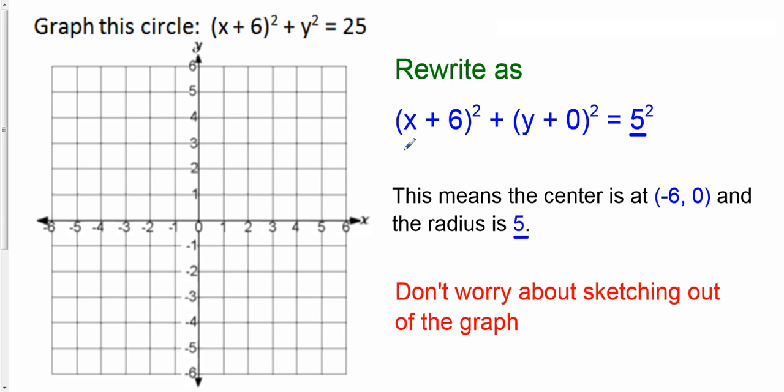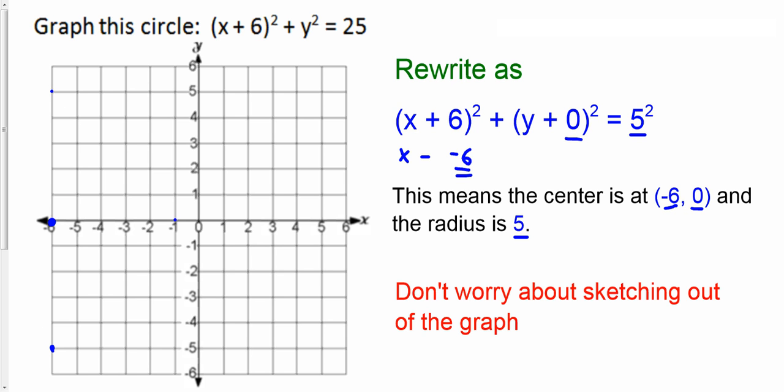Now, x plus 6 is the same as x minus negative 6. So this negative 6 right here is going to be part of my center. This 0 is going to be the other part of my center. So we know that the center is going to be right here at (-6, 0). And because we know the radius is 5, we know it's going to go 1, 2, 3, 4, 5. Here's going to be 1 point. 1, 2, 3, 4, 5. There's going to be another point that'll touch, and 1, 2, 3, 4, 5. So our circle is going to be centered right here and hit all of these points.